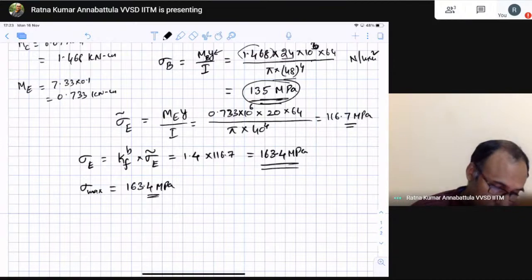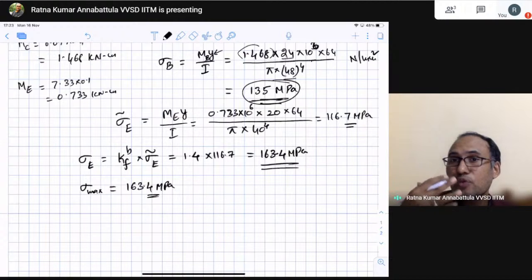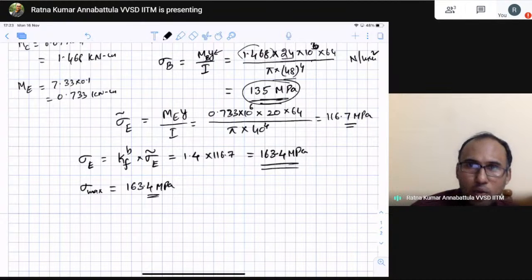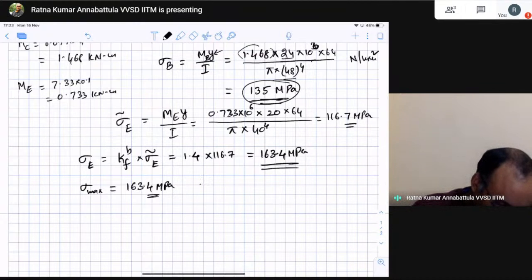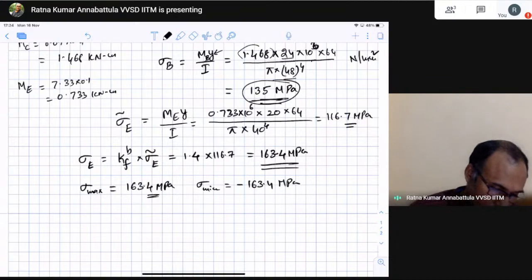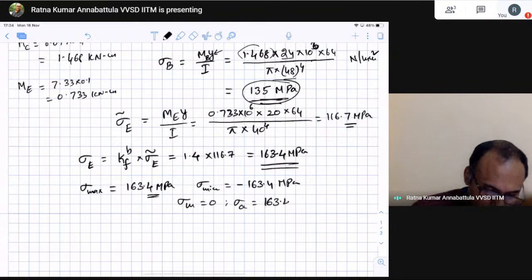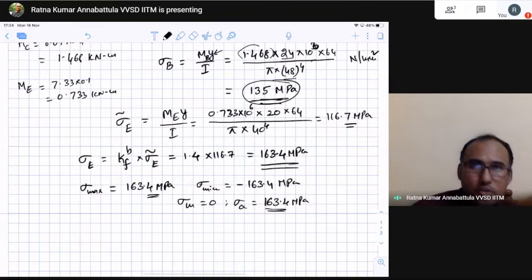But mind you, this one is a rotating shaft. That means it is very similar to your fully reversed loading. That means your sigma max is equal to 163.4 MPa and sigma min will be negative of 163.4 MPa. Which means your sigma mean is equal to 0, and the stress amplitude is 163.4 MPa.